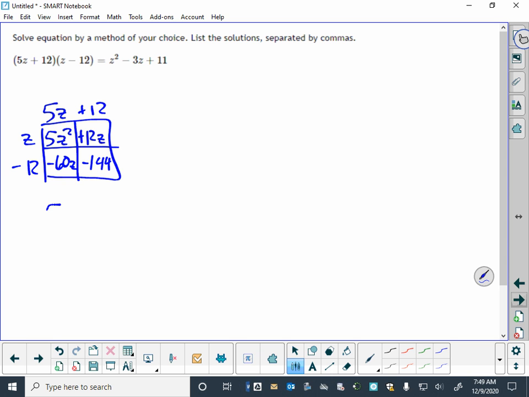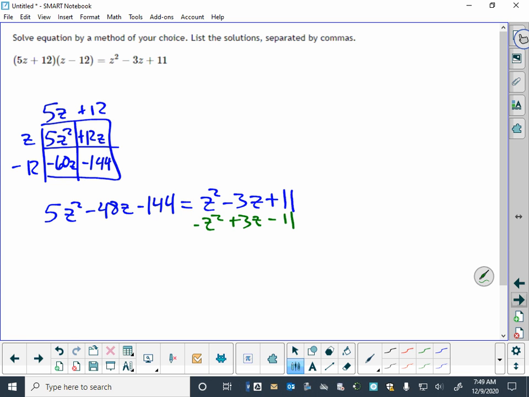So my left side is 5z squared minus 48z minus 144, and that is equal to z squared minus 3z plus 11. If we get them all together now, I'll subtract a z squared, add a 3z, and subtract 11 on both sides. That will leave me with 4z squared minus 45z minus 155 is equal to 0.